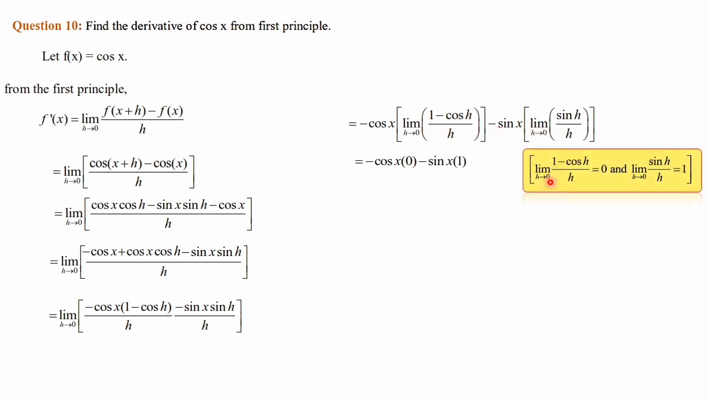These are the formulas we have used. Then the first term will be completely 0. Minus cos x into 0 is 0. Then minus sin x into 1 is minus sin x. So the derivative of cos x is minus sin x.